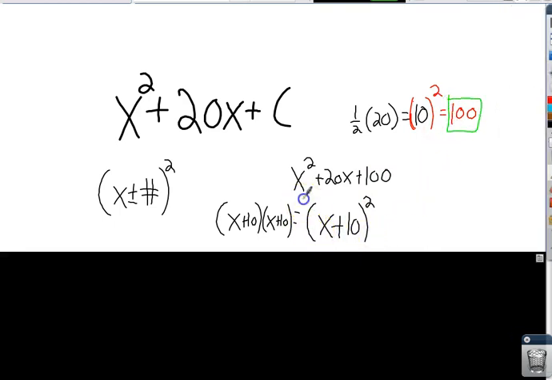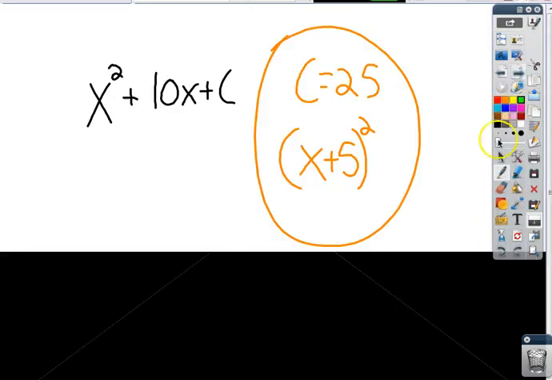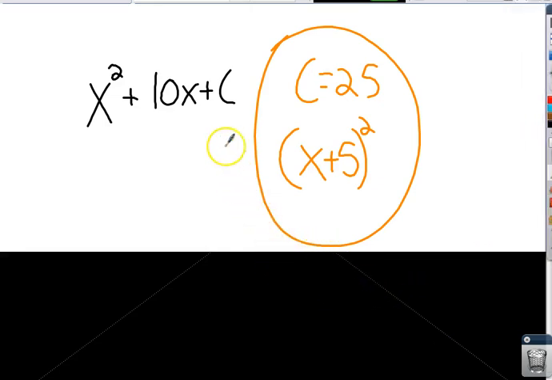And what is your binomial? There it is. There's my perfect square trinomial. Let's try another one. Hey, look, this problem. C would be 25 because you cut 10 in half and get 5, and square 5 and get 25. And x plus 5 would be your factors.